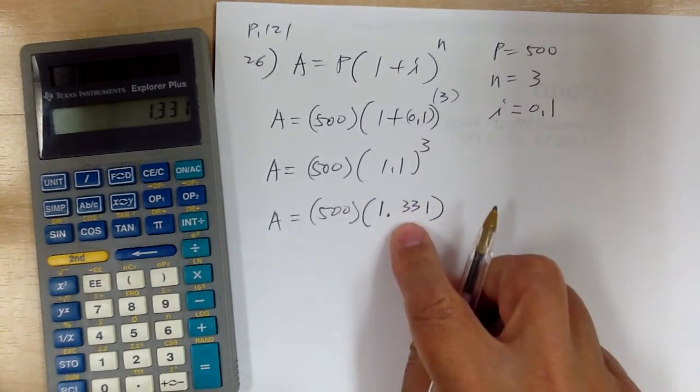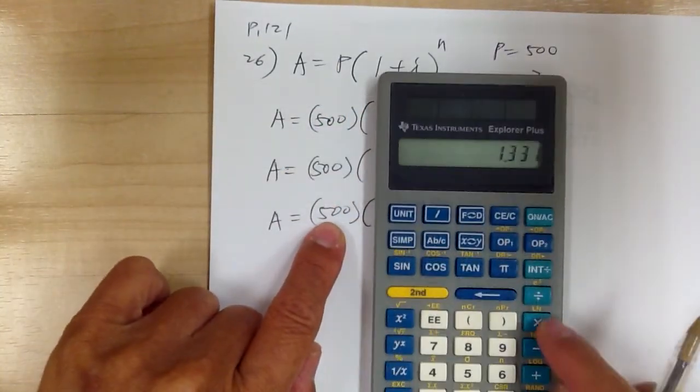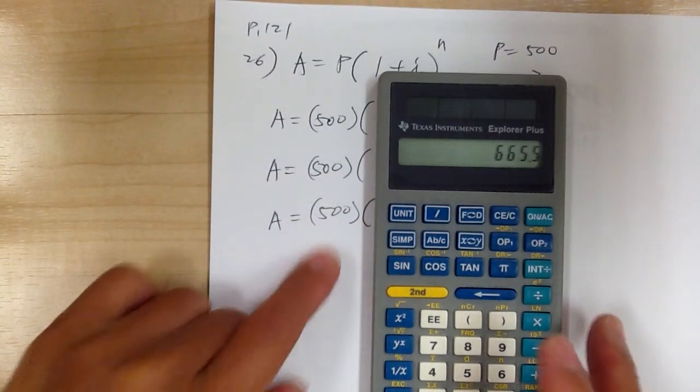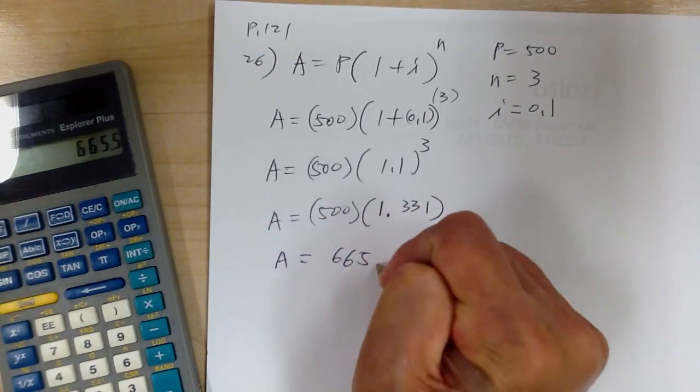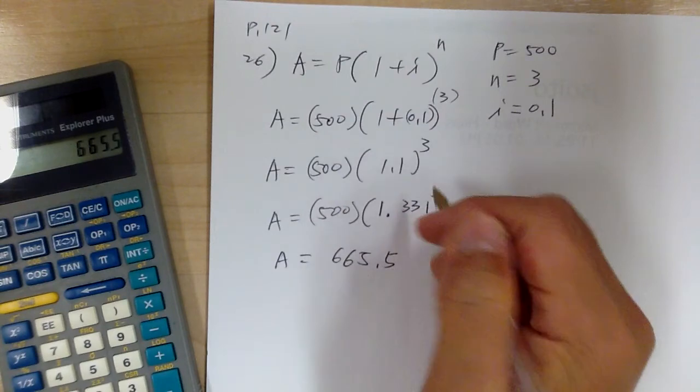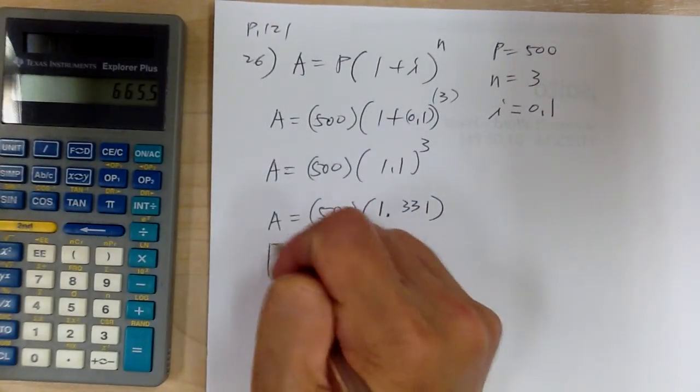1.331. Now don't erase. Once you have this number, all you have to do is multiply by 500, right? Times 500 equals. So A equals 665.5. And because this deals with money, normally you want to have 2 decimal places.